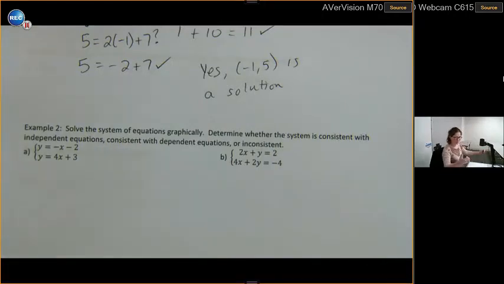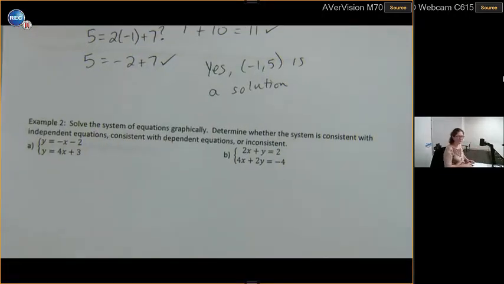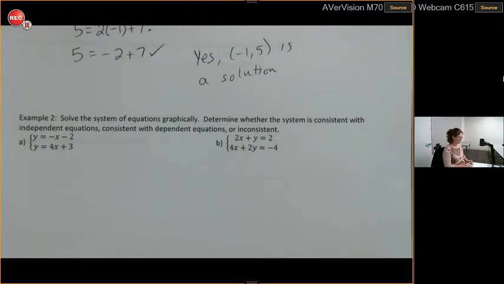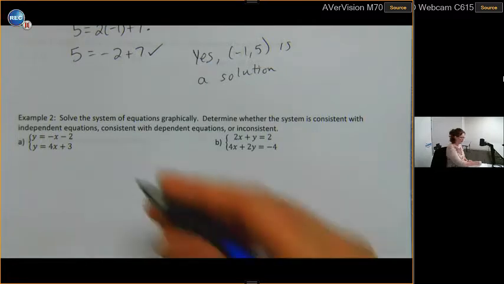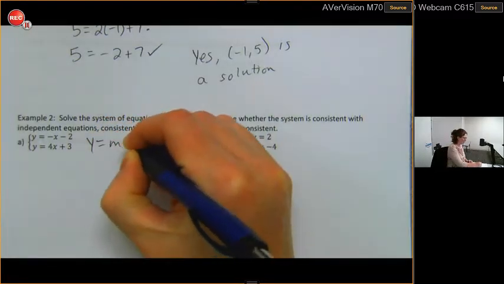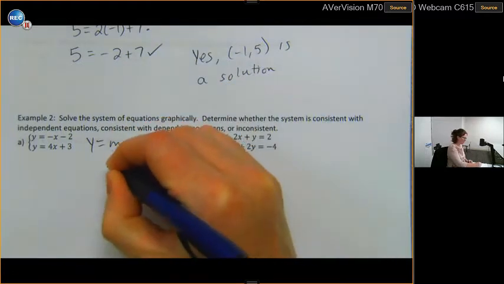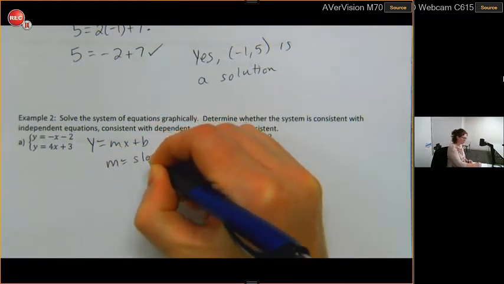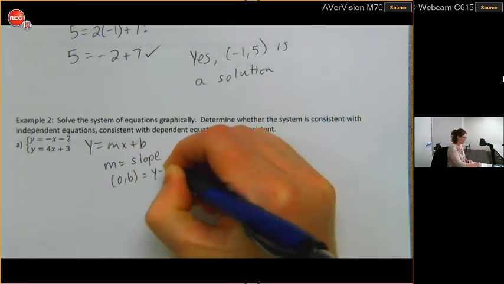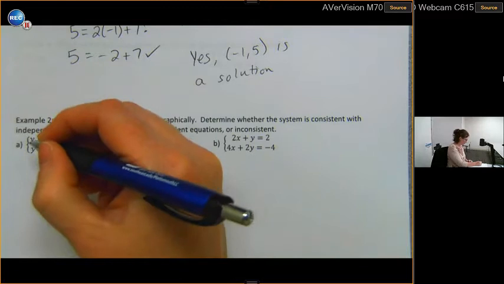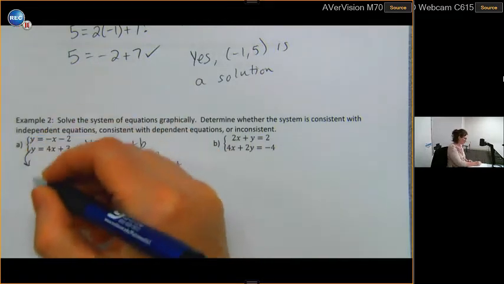Next part of section 4.1, doing some examples with graphing. So we do need to remember how to graph lines. Our first system of equations are both in slope-intercept form. So just a reminder, that's y equals mx plus b, where m is the slope and the ordered pair (0, b) is the y-intercept. So we'll do the bottom equation here because it's easier to write it.